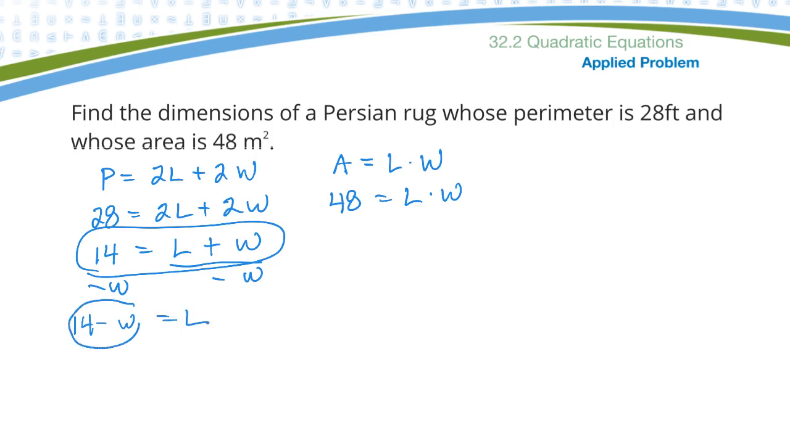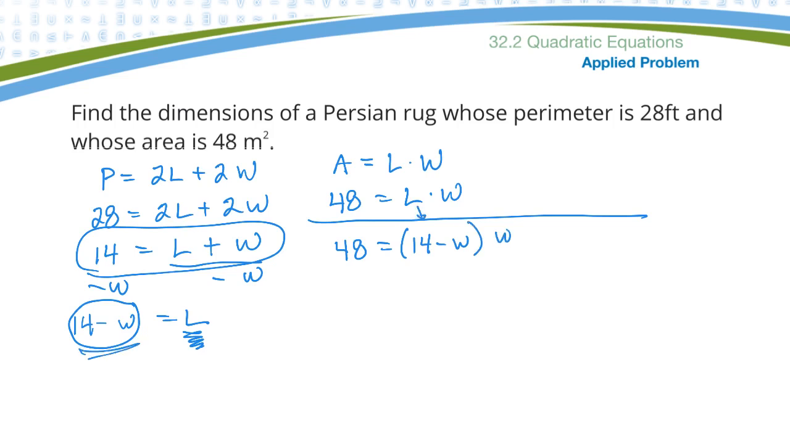And then this I'm going to replace wherever I see an L in the other formula. So let me just put a line there. So this would be 48 is equal to the length, I'm calling the length 14 minus W, times W. See, I just replaced the length with whatever the length is. Now let's use the distributive property. So 14W minus W squared is equal to 48. There I've got a quadratic equation.